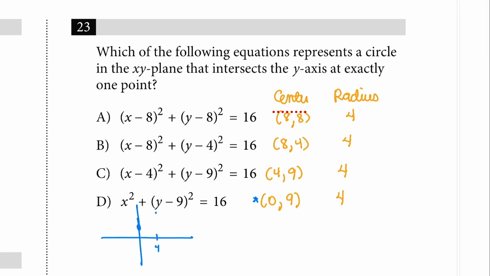Since our radius is 4, we're going to go around 4. So the answer is going to be C, because that means that we're only going to hit the y-axis at exactly 1 point, since the center is at 4 and we're going 4 units away.